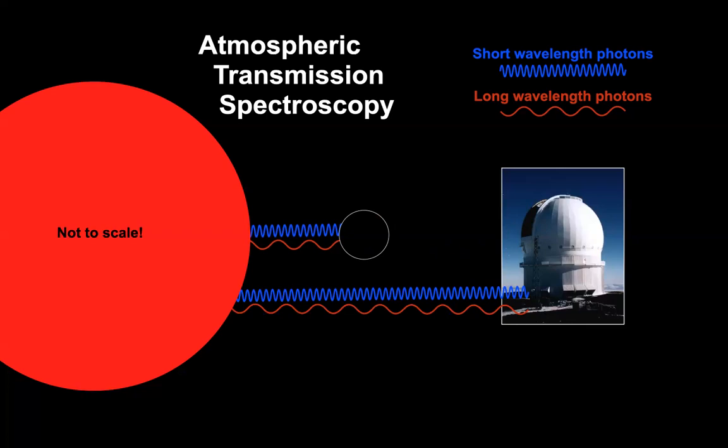But of course, it's much smaller than a star. So we still get some wavelengths of light, but not quite as much, right? That's where the transit dip comes from. The planet is blocking some of the light.